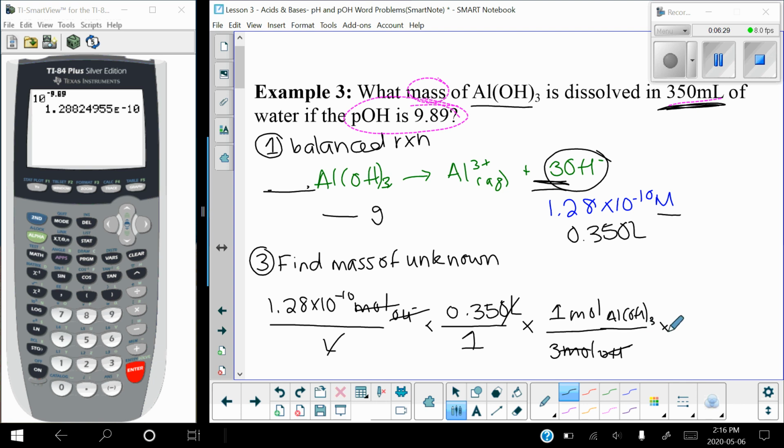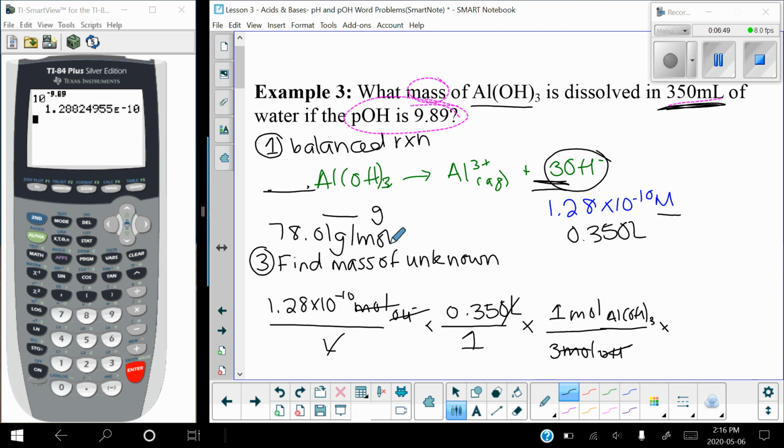And then lastly, now we have moles of aluminum hydroxide. How do we convert moles into mass? We have to use a conversion factor. That conversion factor is called molar mass. The molar mass of aluminum hydroxide is 78.01 grams per mole.